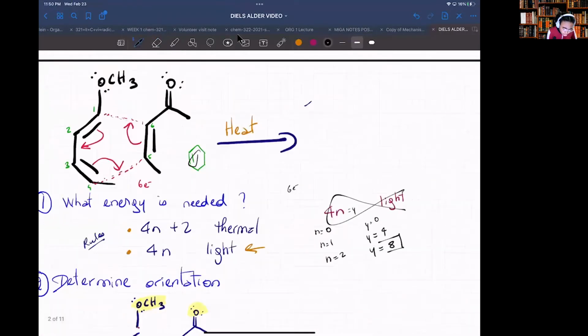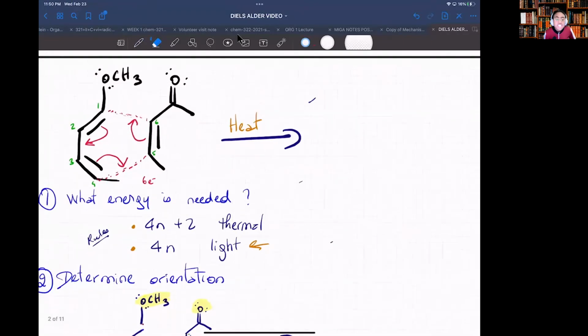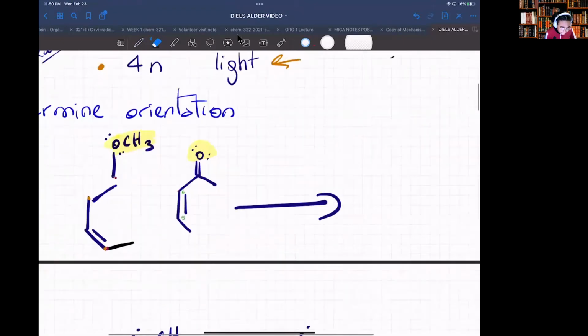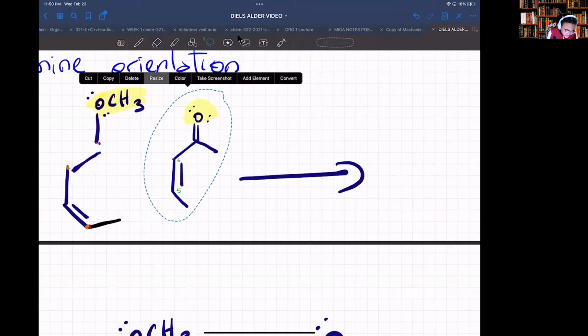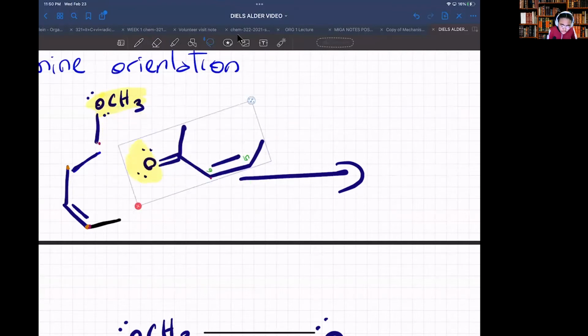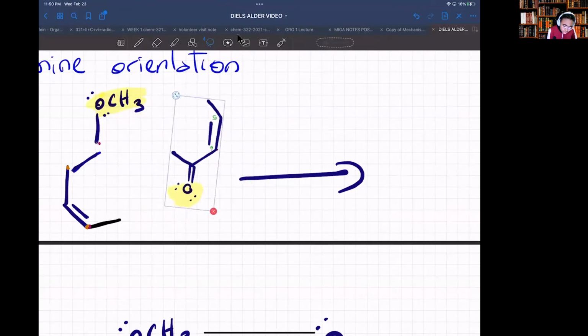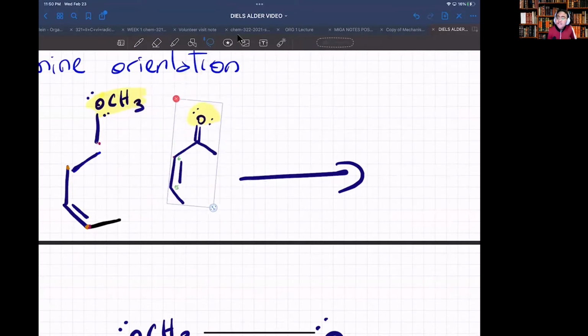All right. Once you determine the energy needed to close your ring, now let's determine the orientation that we're going to need. In reality, in the solution, this is what's happening. Everything is moving, right? We don't know. Guess what? The molecule can do this, click together. The molecule can do that, click together. We don't really know how it's going to come.